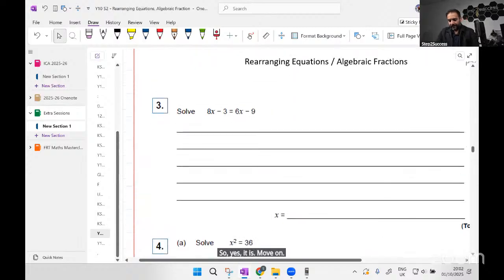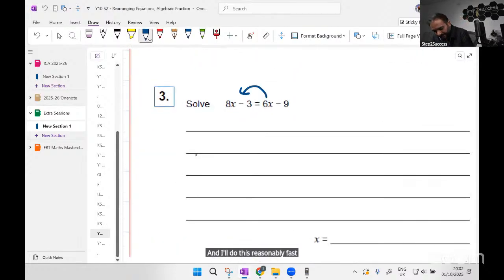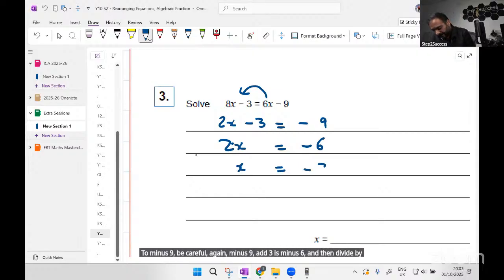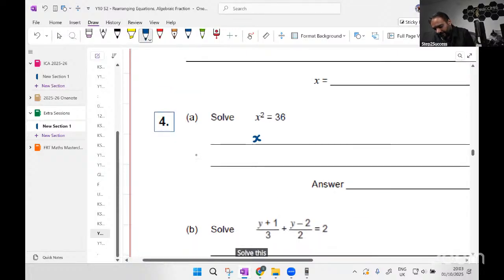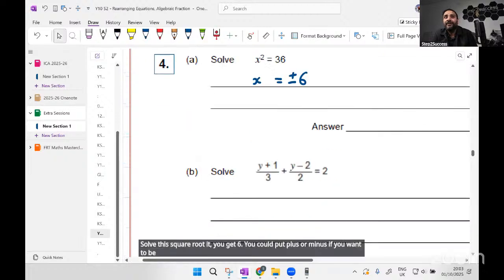This one, again, I'll do this reasonably fast. Take away 6x, you get 2x. Don't forget this is a minus 9. It stays stuck to it. Then add the 3 to minus 9. Be careful again. Minus 9, add 3 is minus 6. And then divide by 2. Minus 6 divided by 2 is minus 3. Solve this. Square root it. You get 6. You could put plus or minus if you want to be absolutely thorough about it.